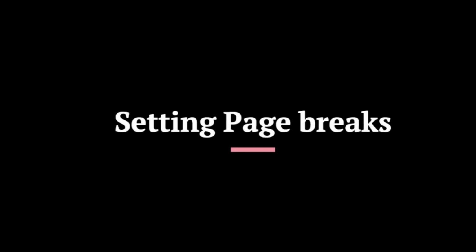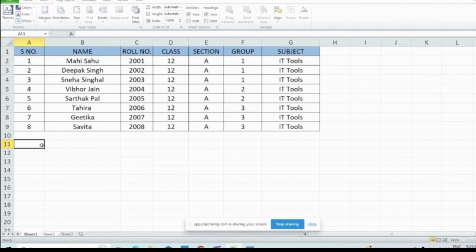Okay. Now let's move on to setting page breaks. So we are again in the page layout tab, the breaks option here, insert page break and remove page break. Let's go to insert page break. Now let me tell you what actually a page break is. Page breaks are dividers that break a worksheet into separate pages for printing. So you can see Excel has automatically divided my page till the group column.